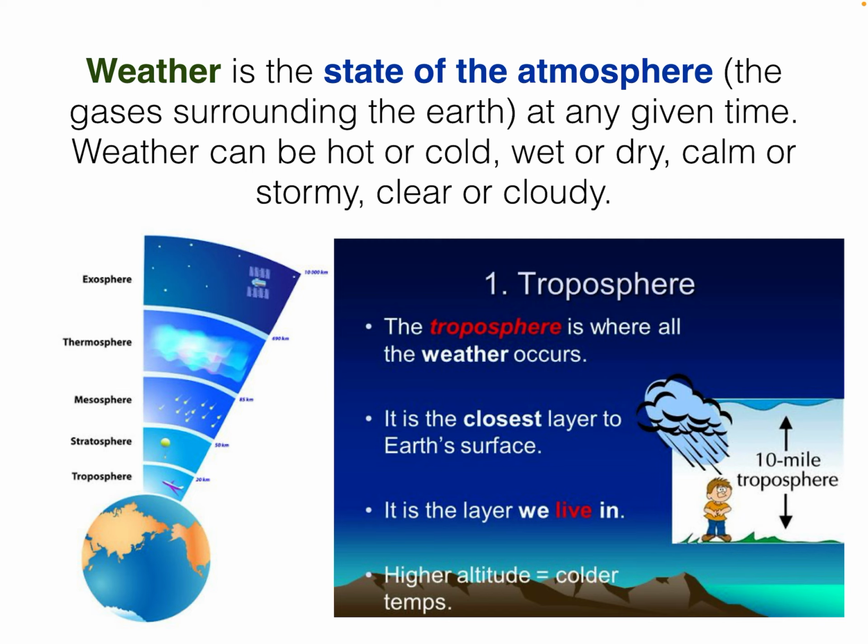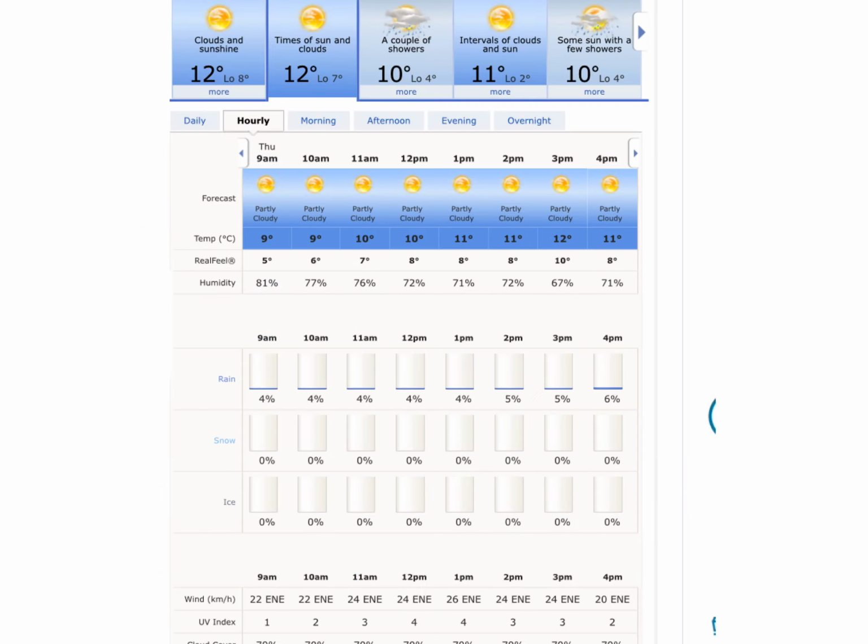The atmosphere is made up of loads of different layers. The closest layer of the atmosphere to us is called the troposphere. So on the right hand side it says the troposphere is where most of our weather occurs. Okay, so it's the closest layer to us. So that's where we get our rain and our sun and our wind, etc.